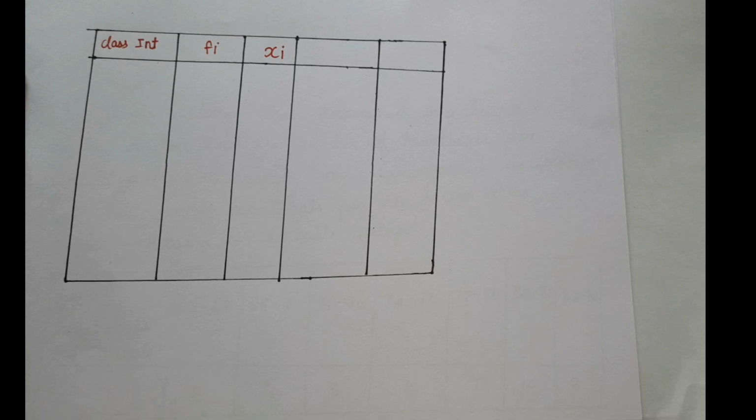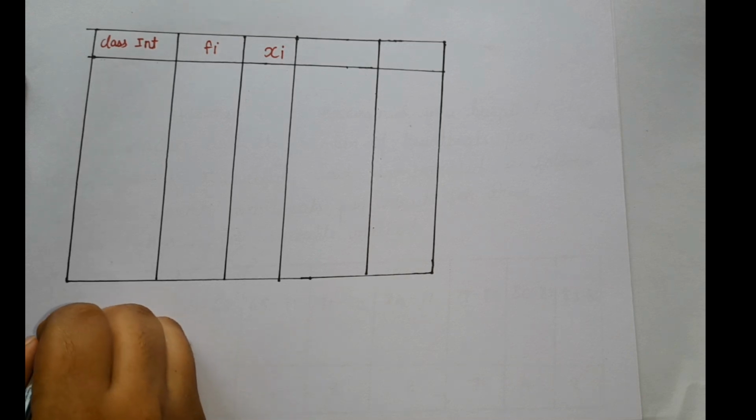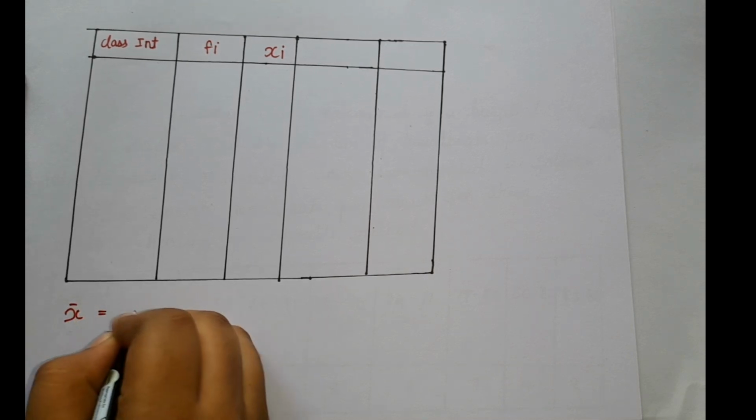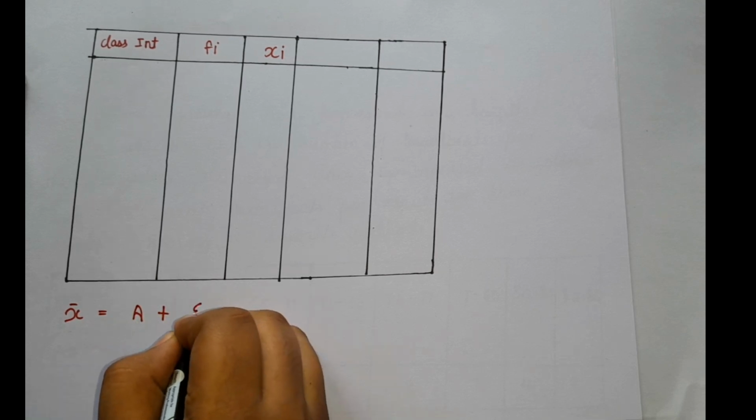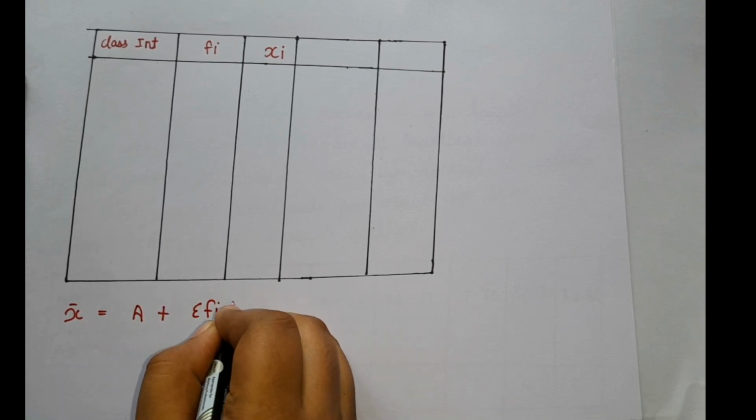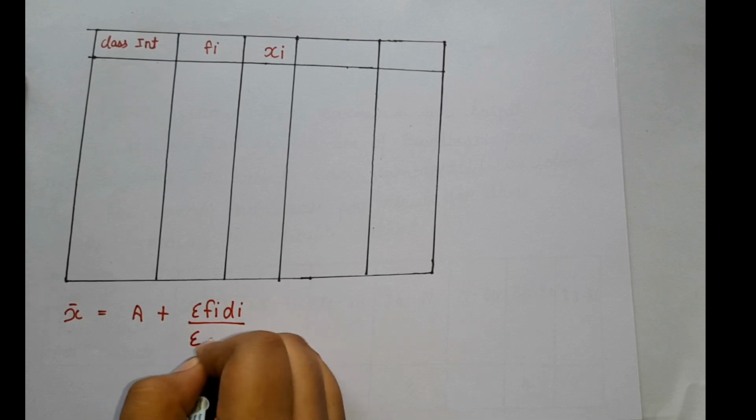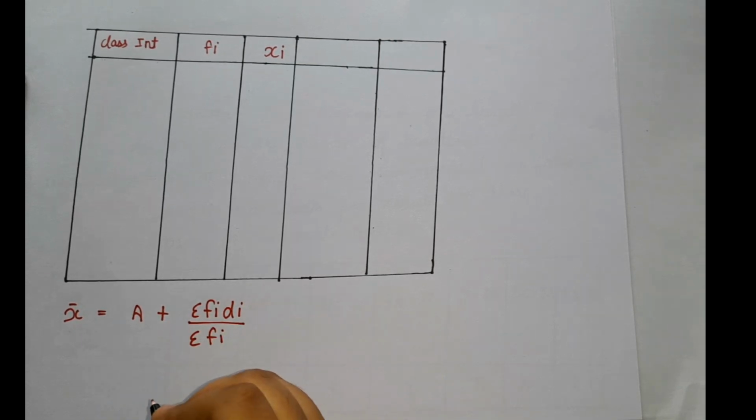Okay guys, I just do the table. Now I have a question for you guys. What is the formula for assumed mean method? The formula is x bar is equal to a plus sigma fi di divided by sigma fi. So this is the formula for assumed mean.